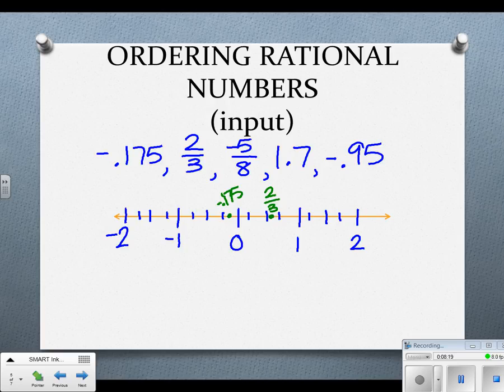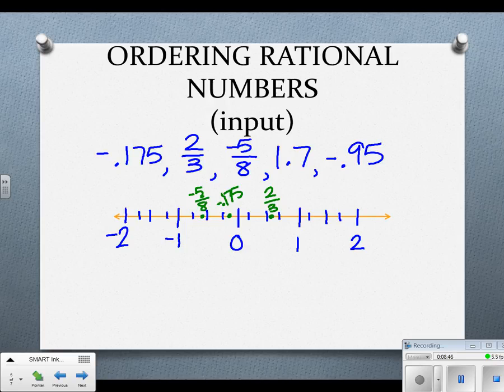Then negative 5/8, so we can see what 5/8 is as a decimal. It's more than half, because half would be 4/8, so it's a little bit more than half. Now it's negative, so it's to the left of 0. It's a little less than negative half. Remember, it's negative, so it's further away from 0. The bigger that negative gets, the further away. So it's to the left of negative 1/2.